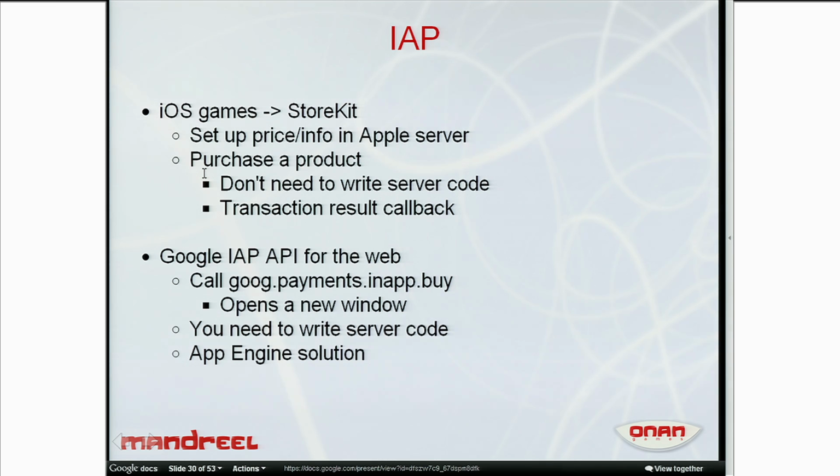For the Chrome Web Store games, we use Google in-app purchases for the web. You need to call the Google API to buy something, but it opens a new window. You also need to write server code. With Android in-app purchases you don't have to write server code, but here you have to write server code. We solved this problem using App Engine.